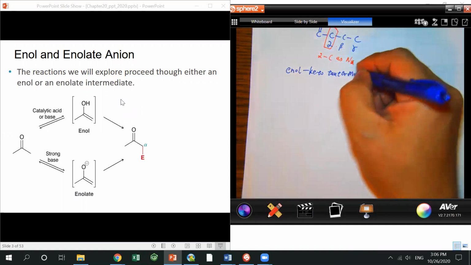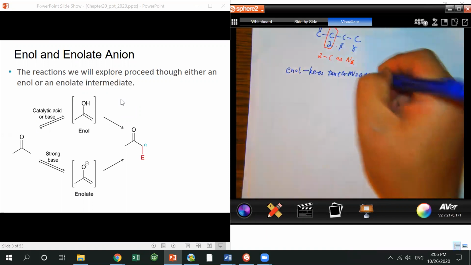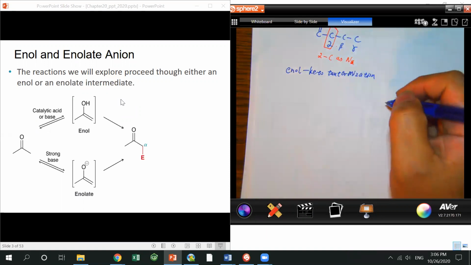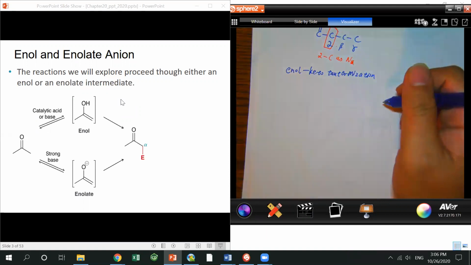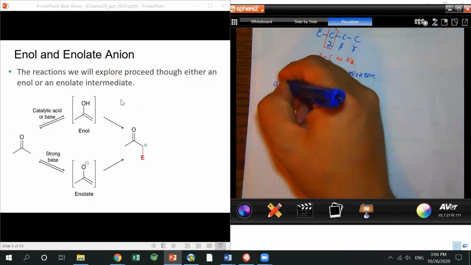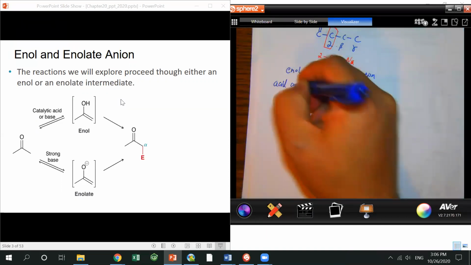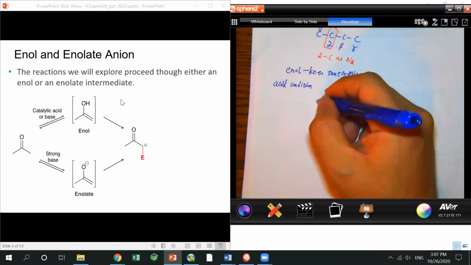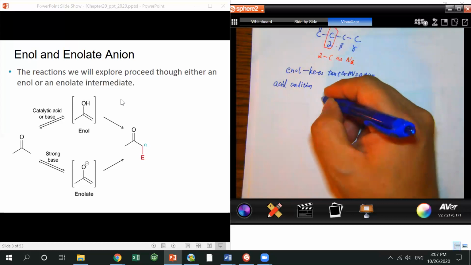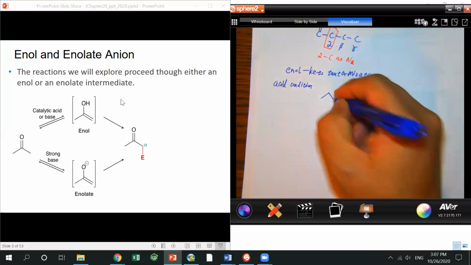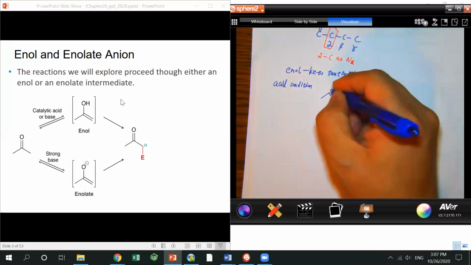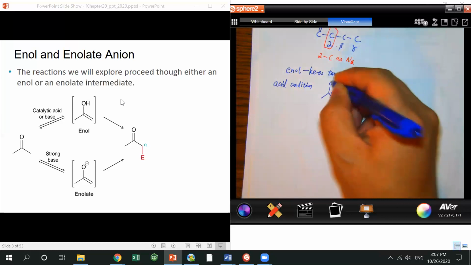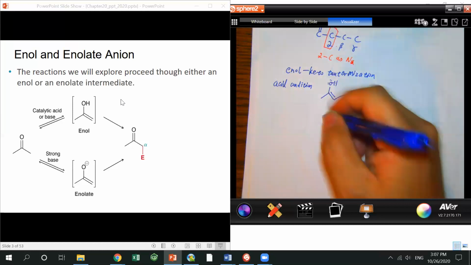Tautomerization. The mechanism for the enol keto tautomerization can happen under either acid condition or basic condition. Under acid conditions, this is the enol.